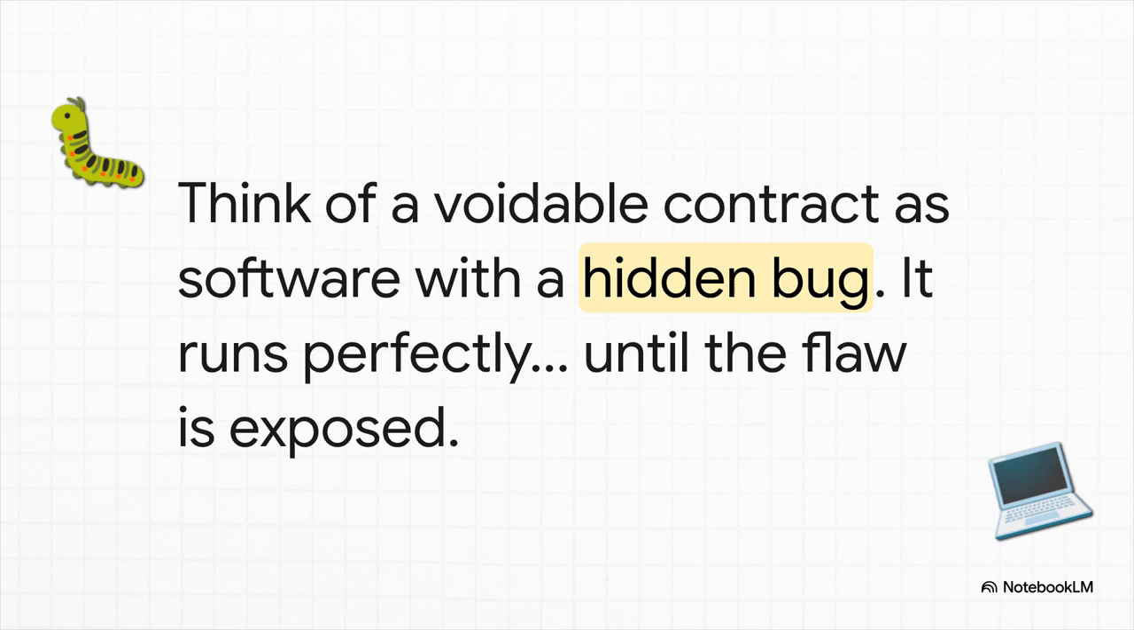And here's our mental model. This is how you're going to remember this forever. A voidable contract is like a piece of software with a hidden bug, you know? The app launches, it seems to work perfectly fine, everything's running smoothly, until someone finds that bug, and if they decide to act on it, then the whole thing could crash. But until that moment, the software works.